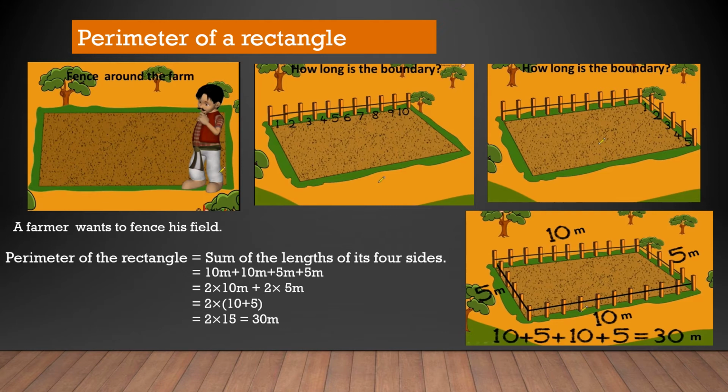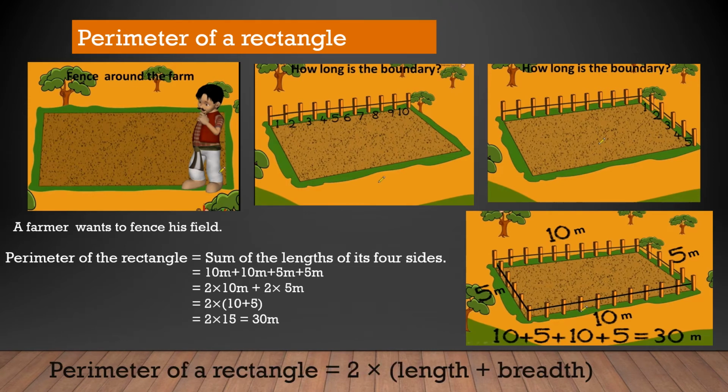That is equal to 2 into (length plus breadth). That is, the perimeter of a rectangle is equal to 2 into (L plus B). Similarly, we can take any rectangle's length and breadth. Easily we can find out the perimeter by using this formula 2 into (L plus B).